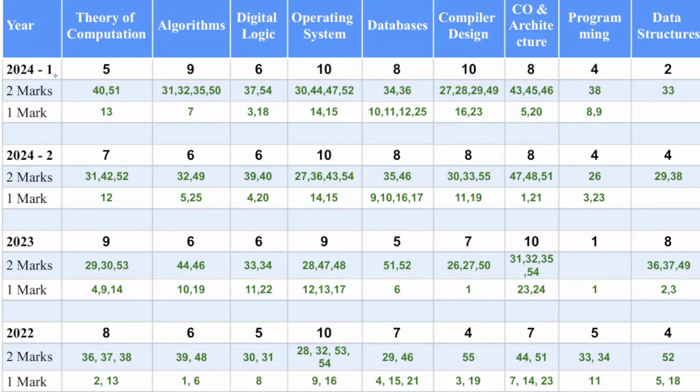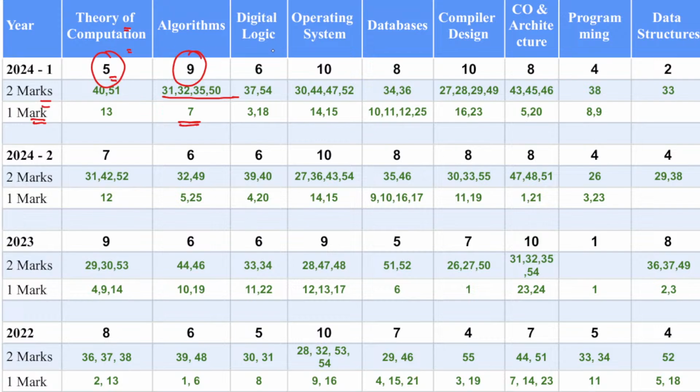This is paper 1, and theory of computation, you can see, is of 5 marks. So 2 marks and 1 mark questions are given. These are the questions that came: 40 and 51, and the 1 mark question is 13. After that, algorithm came for 9 marks in total, with questions 31, 32, 35, 50 for 2 marks, and 7 for 1 mark. So for 2024 paper 1, theory of computation was 5 marks and algorithm was 9 marks.